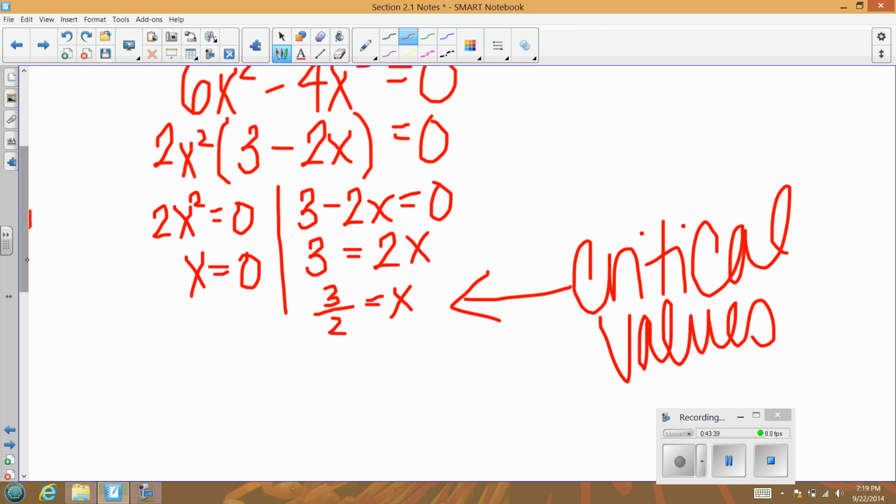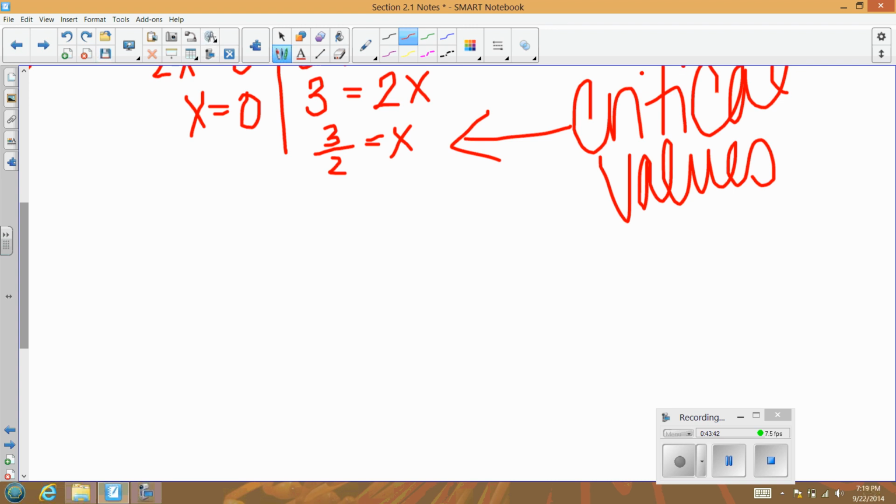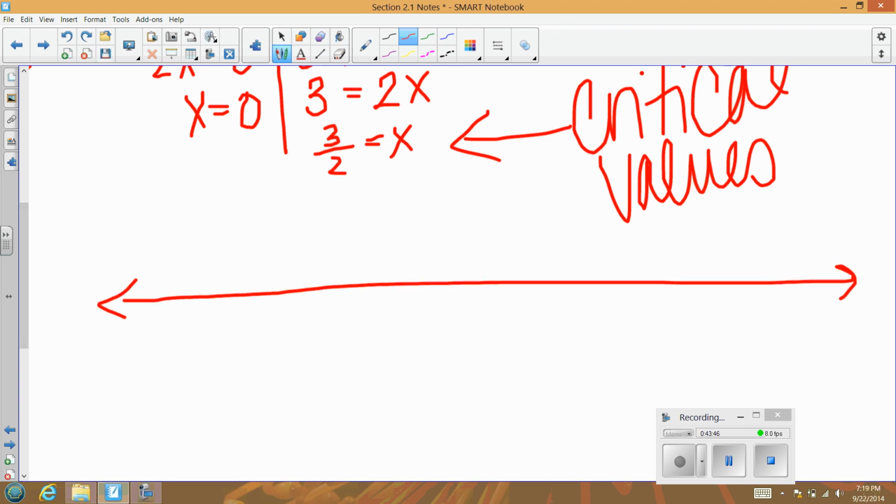So at the next step, this is where we're going to set up our number line, and you're going to have your 3 intervals. So I have x equaling 0 as a critical value and 3/2 as a critical value. So pick points to test. So I'll test something less than 0. So let's say -1 is a value in this interval.